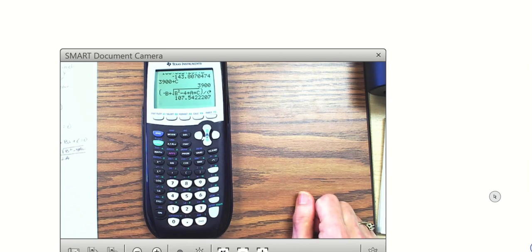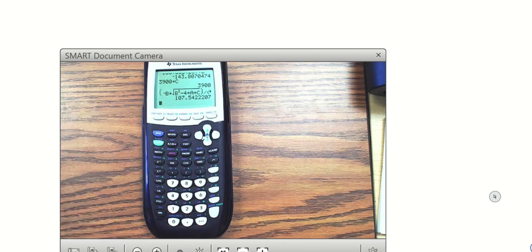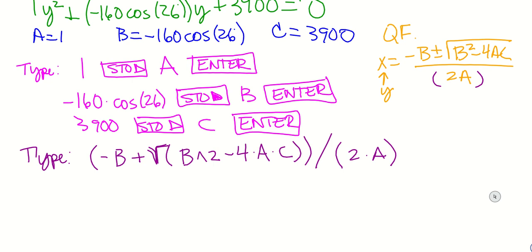And I get 107.542. So when I come back up here, from this, I get that, so this is what y equals, so I get y equals 107.542, and in this case, that would be measured in centimeters.